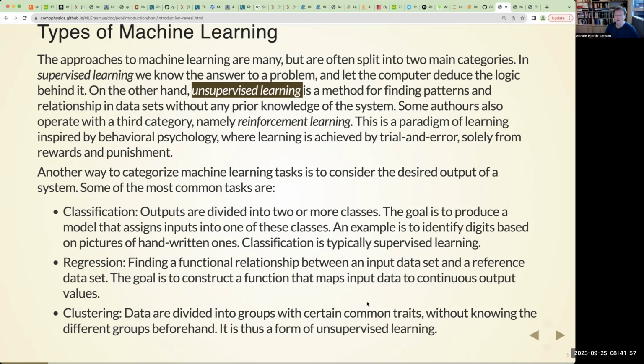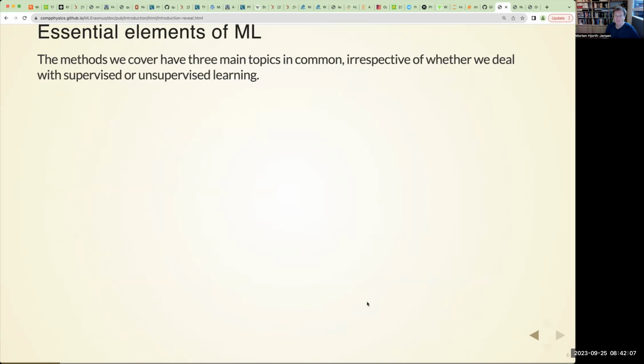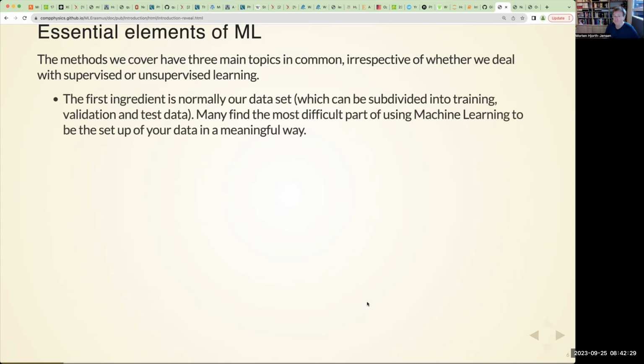Now, feel free to ask questions if something is unclear. I'm just trying to give you an overview of what we will try to cover. What we have now are the essential elements of machine learning. Irrespective of whether we are dealing with supervised or unsupervised learning, or a classification problem, or reinforcement, or regression, etc., what we have is a data set.